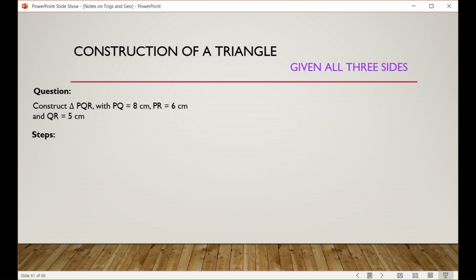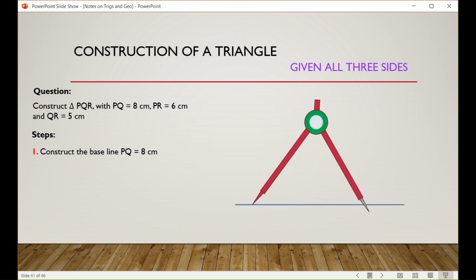So imagine we're constructing a triangle given all three sides. So let's construct a triangle PQR, where PQ is 8 centimeters, PR is 6 centimeters, and QR is 5 centimeters. And recall, the first thing we do when we get our problem is that we should encourage our students to draw a little sketch of what this looks like. You can put any one of the sides at the base. I choose to pick the longest side, but it doesn't really matter. So in this question, the longest side is PQ. So that follows our same practice that we've been doing all the time.